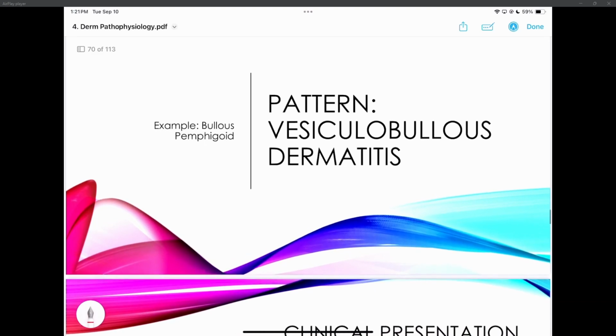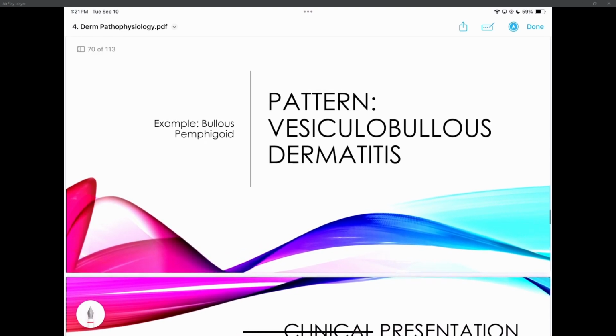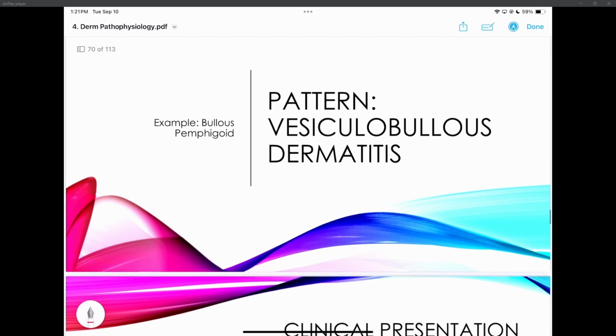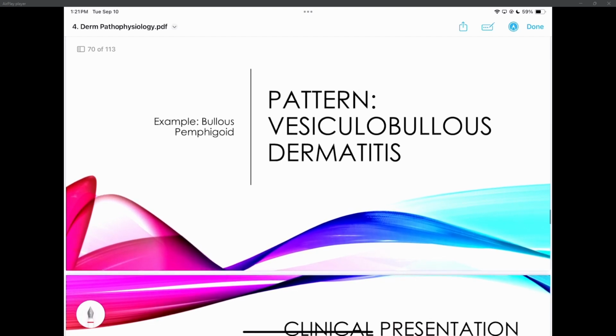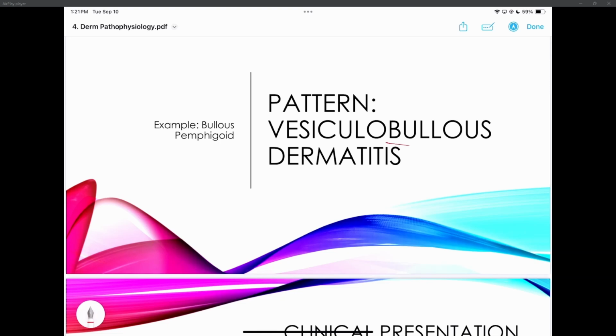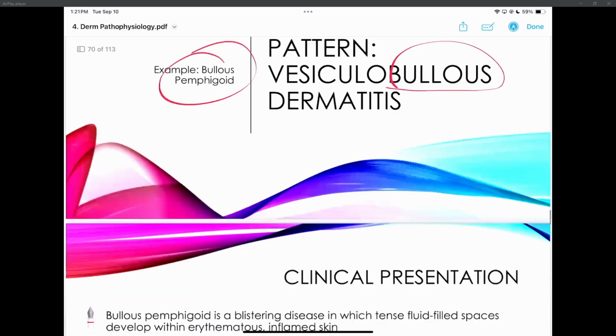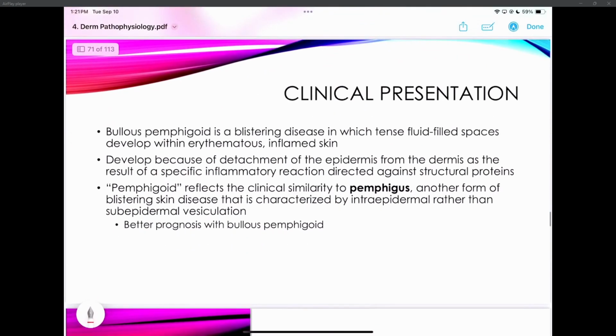Okay, so we're moving along to the next few types of patterns of skin diseases. The next one is vesiculobullous. So it's got the word bullous in it. So bullous pemphigoid is the main one it's going to be. So look at the name. Bullous is what's going to happen with this one.